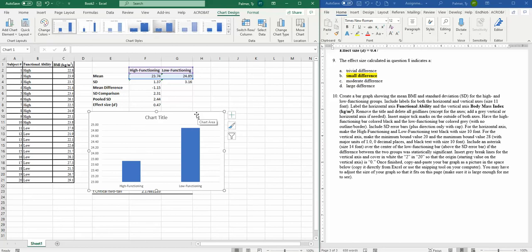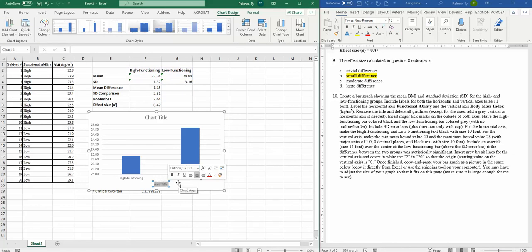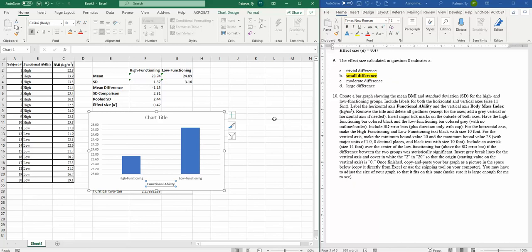To do that, similar to previous graphs I've had you create, highlight the graph, go to chart design, go to add chart element, go to axis title, go to horizontal, and then we're going to type in what it says for us to do, functional ability, for the horizontal axis there. Let's go ahead and bold it, just like it is here. And remember, it also says size 11 font for these axes labels. So let's change that as well.